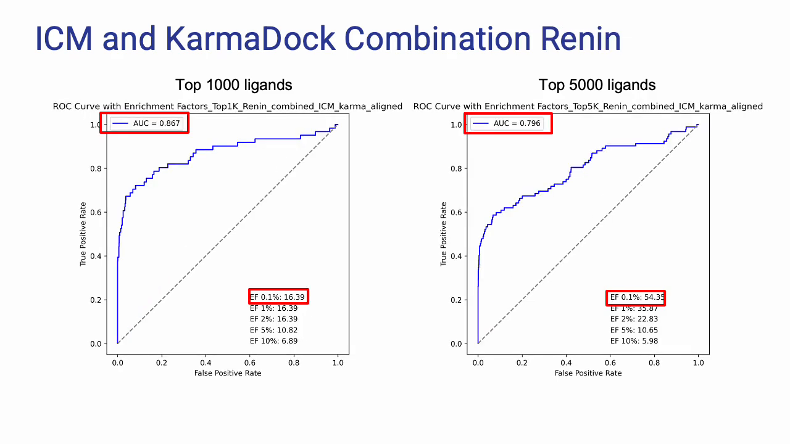For renin, it showed good AUC values of 0.87 and 0.8 with EF values of 16.4 and 54.4 in the top 1000 ligands and top 5000 ligands respectively, indicating good performance in discrimination and weak enrichment in the top 1000 ligands and close to random enrichment in the top 5000 ligands.